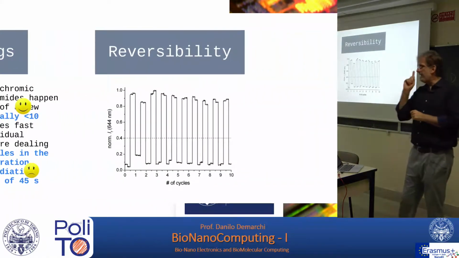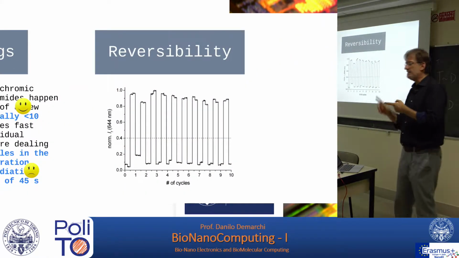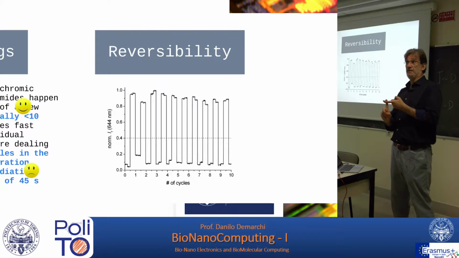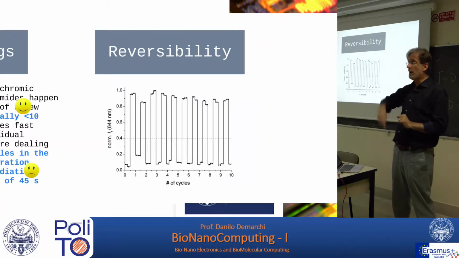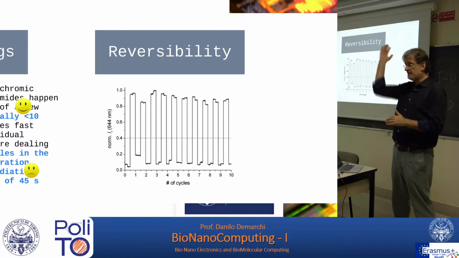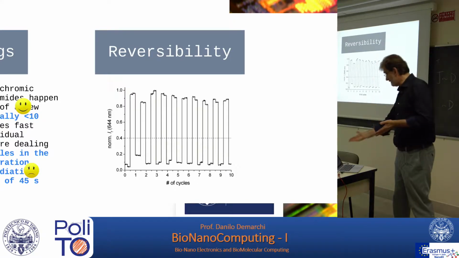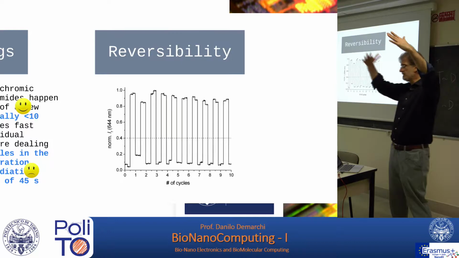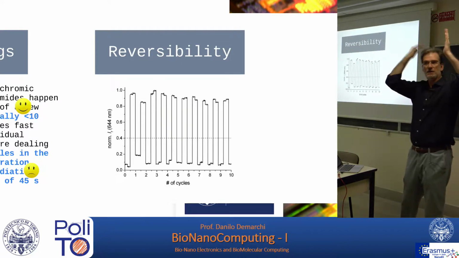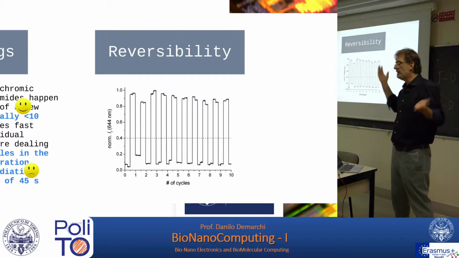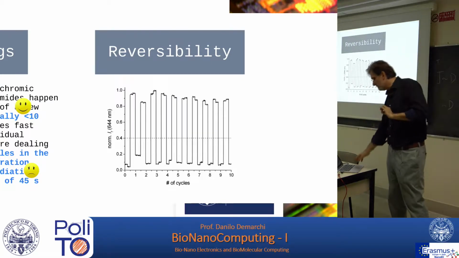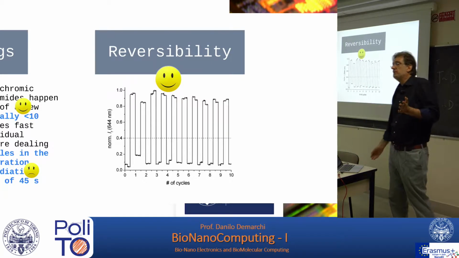Another important thing that must not be forgotten is the reversibility. The process is reversible. The molecule can go up and down, fluorescent, not fluorescent. You see, with, of course, some errors, some noise, but it can go up and down as soon as I want, for a long time. Okay? So, good.